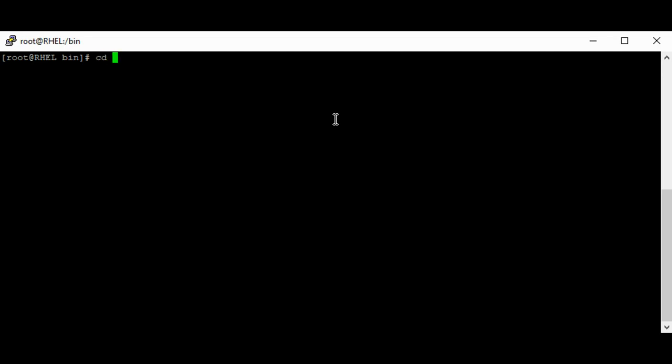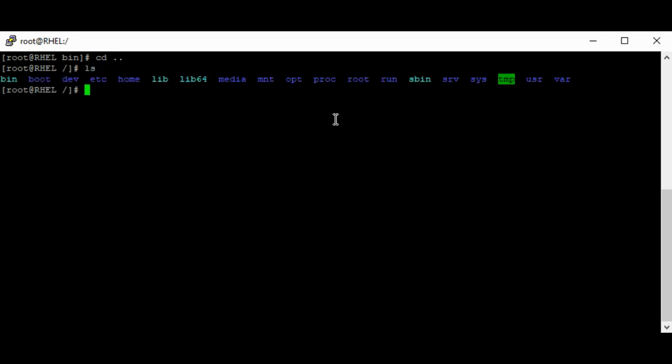So let's go back to the root directory, which is the major directory where other directories spawn from. Let's look at the boot directory. Oh, okay, before we look at the boot directory, I would like to talk about the sbin directory. So sbin means system binary.